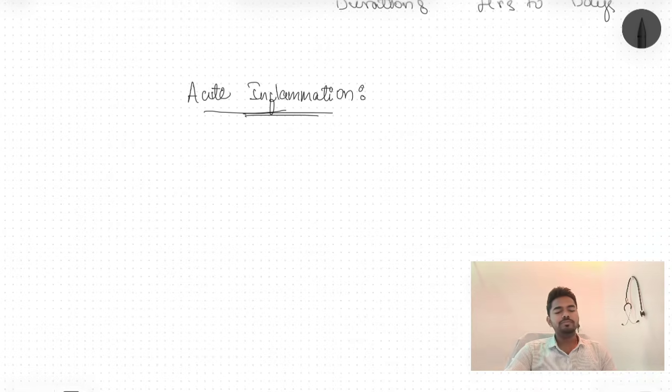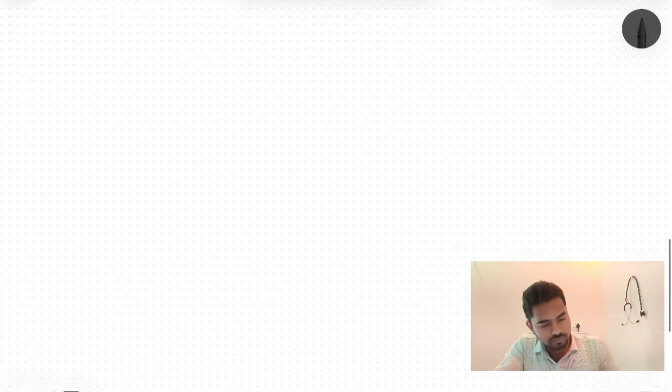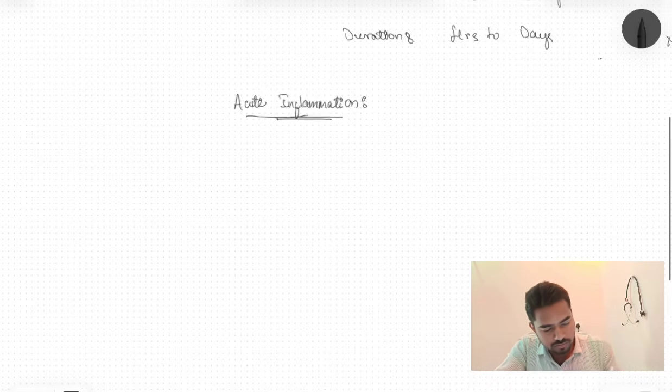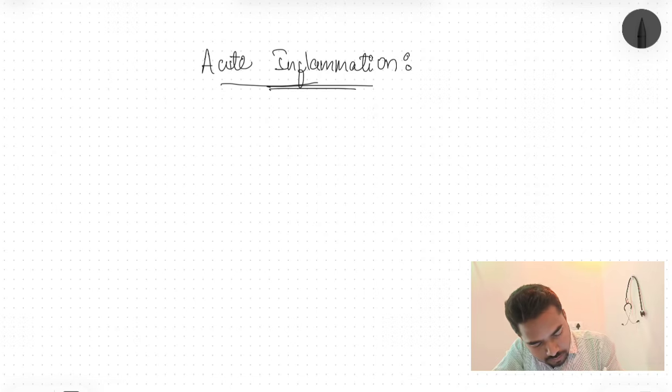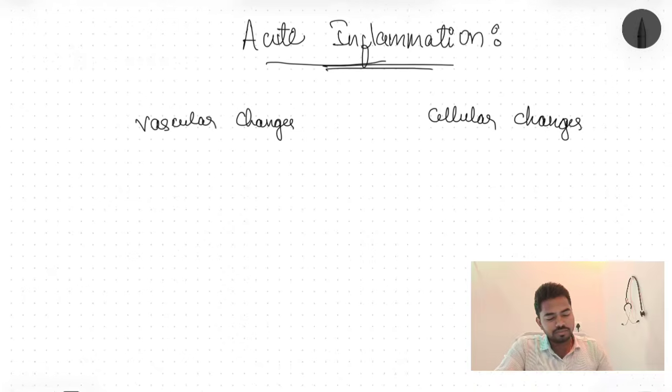Guys, in acute inflammation, there will be two types of changes. One will be cellular changes, and another is vascular changes. First, we'll see vascular changes.